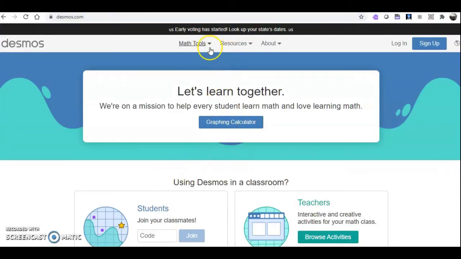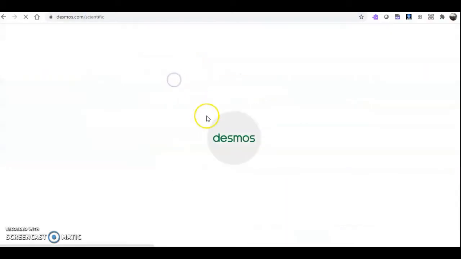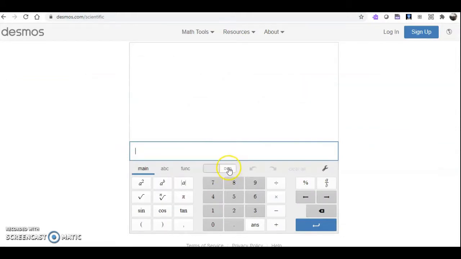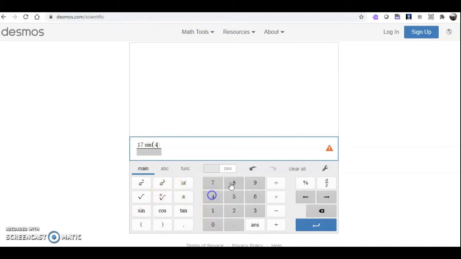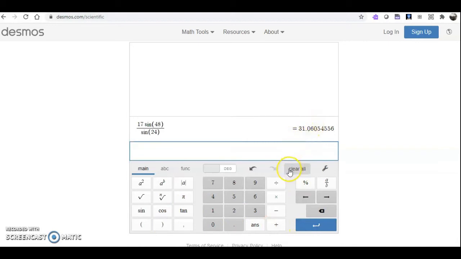Okay, so you're going to open up your Desmos. Make sure you're just using the scientific calculator. It's in degrees, and we're working in degrees. So if you're using any other calculator, make sure you use degrees. A over B will set up a fraction for you. And so our fraction on top was 17 sine of 48. The bottom was sine of 24. And that's our answer for B.